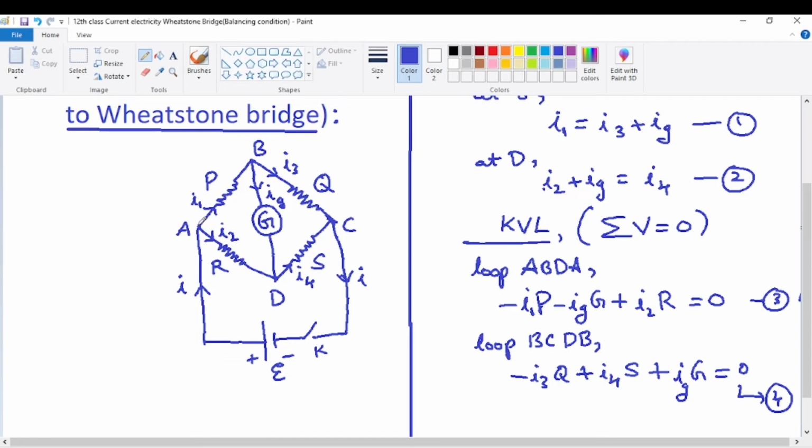So potential at a given point is fixed. Potential at A, call it VA. Potential at C is VC. They are fixed points. Now potential at A, because it's near the positive terminal, will be at higher potential, so it can be taken as a positive potential. C is directly connected to the negative terminal. Negative terminal means its potential will be negative. So A is higher potential, C is lower potential.